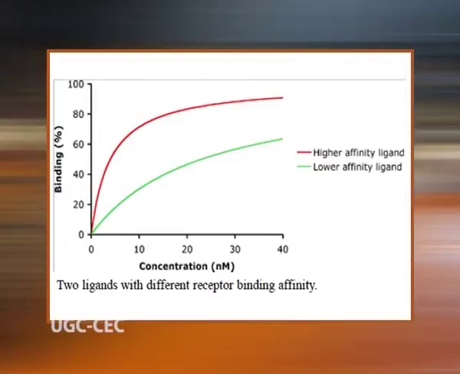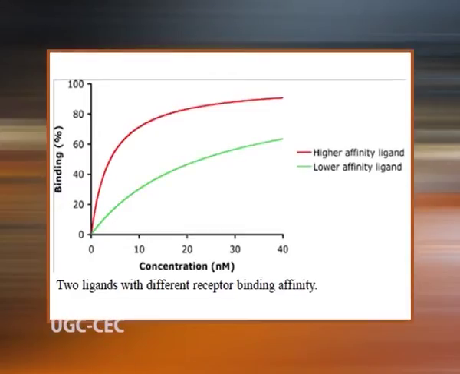In the example shown here, ligand binding curves are shown for two ligands with different binding affinities. Ligand binding is often characterized in terms of the concentration of ligand at which half of the receptor binding sites are occupied, known as the IC50, which is related to but different from the dissociation constant.